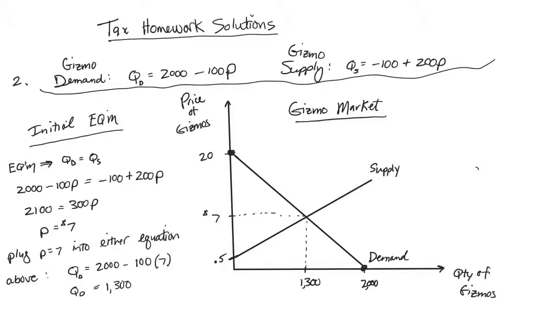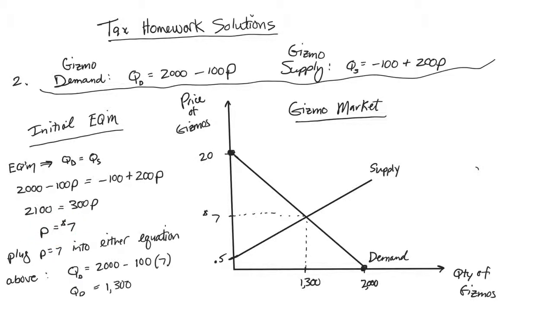If we want to find the initial equilibrium, we need to find the point where the curves intersect, so that amounts to setting QD equal to QS. So when we do that, we have the expression for QD here, the expression for QS here. Now we have one equation with one variable. We can solve for price. When we do that, it turns out to be $7.